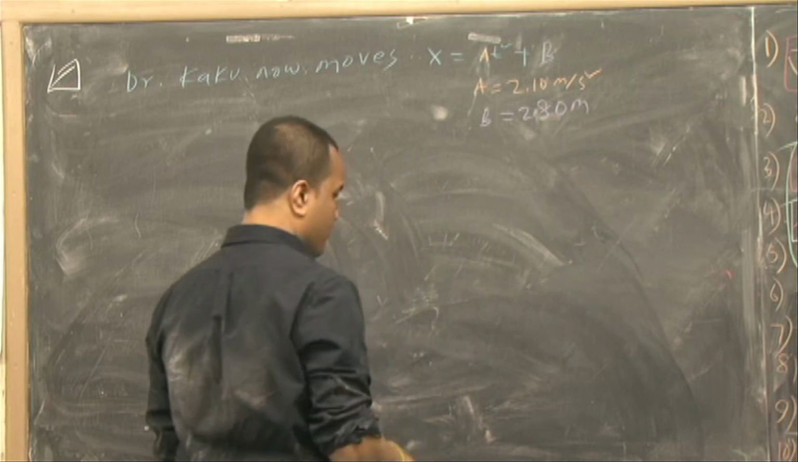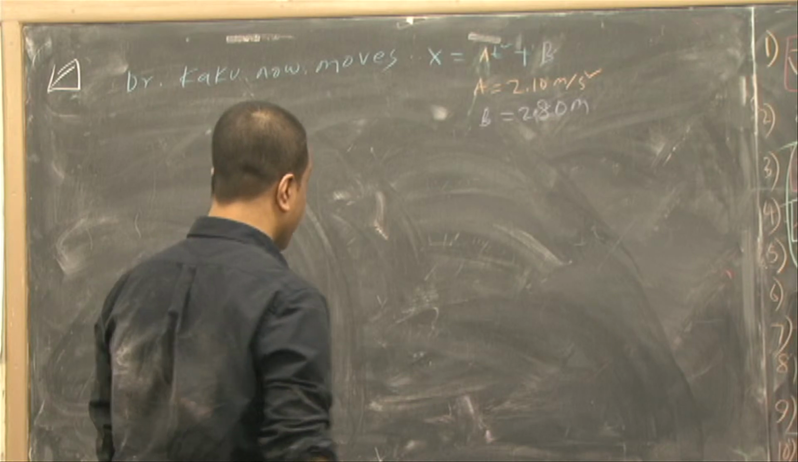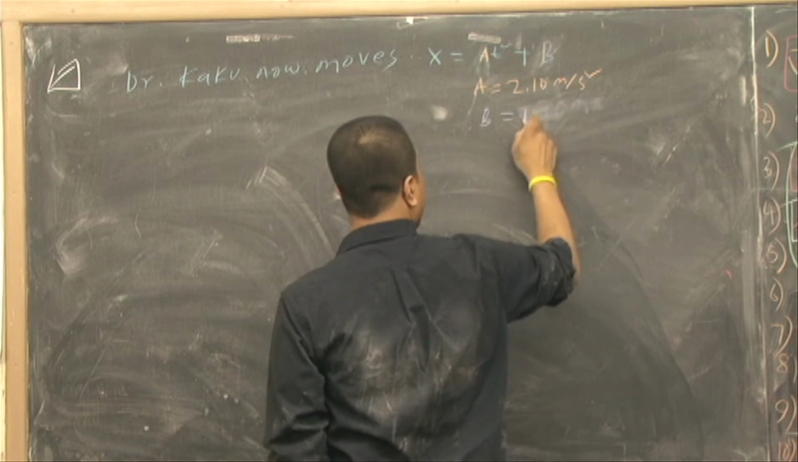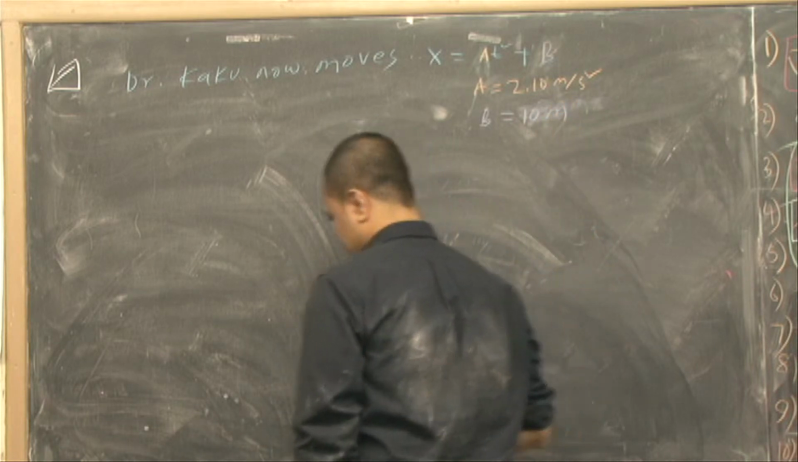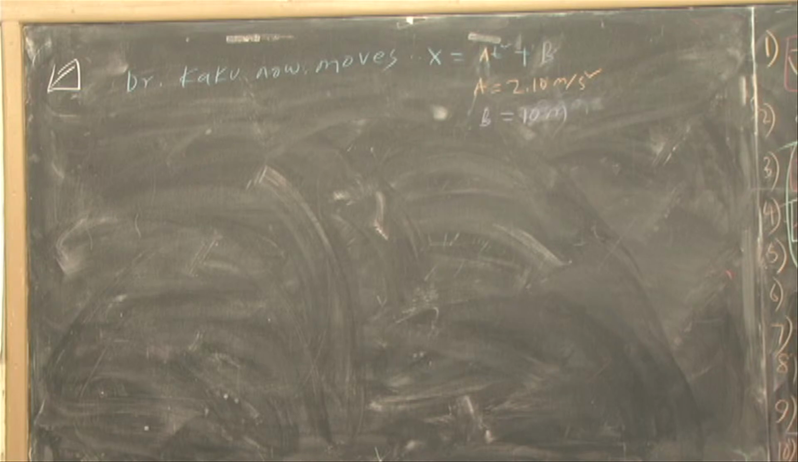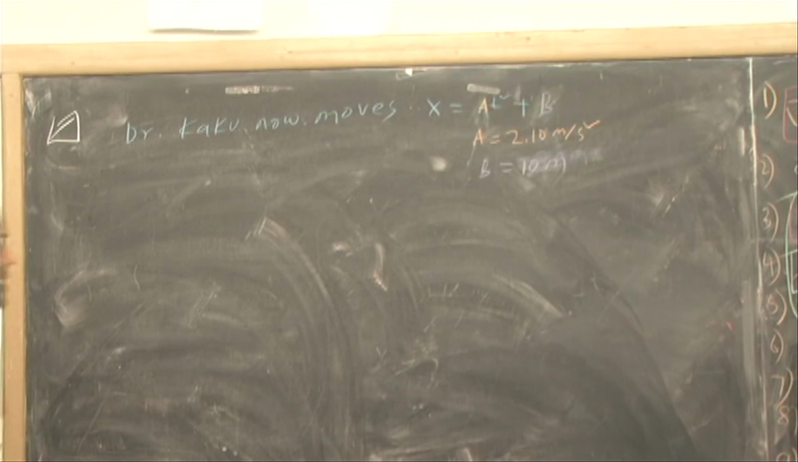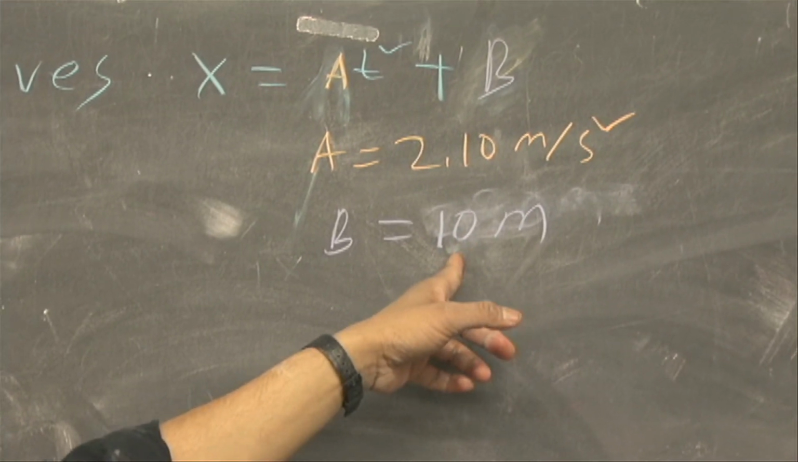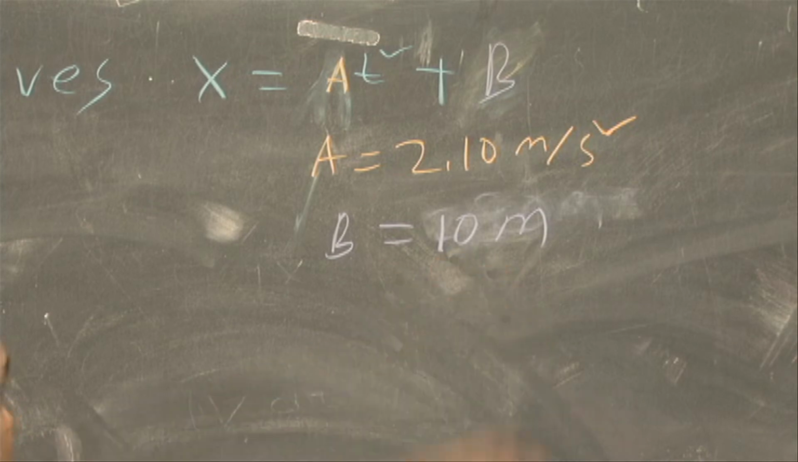Oh no, we got 10 meter last time, so let's make b 10 meter, right? Remember last time, his acceleration was 7 meter per second cube, and it took him 2 seconds to go 10 meters. So now his initial position is 10 meters.